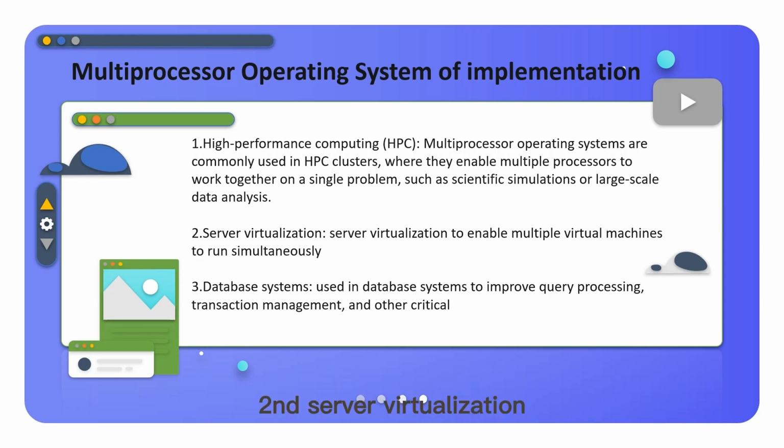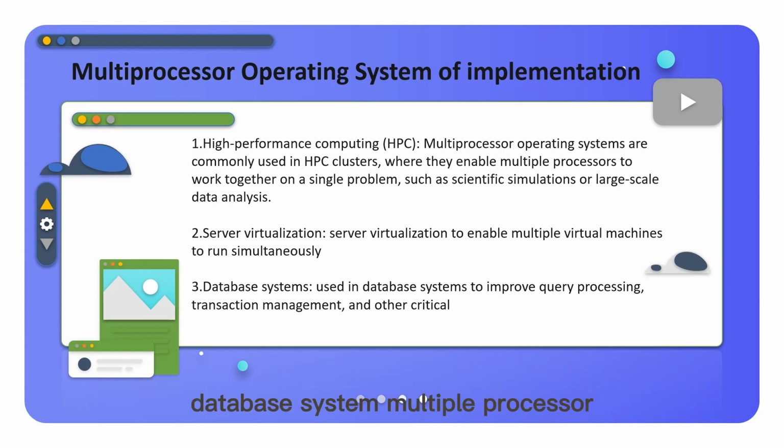Second, server virtualization. Multiprocessor operating systems are used in server virtualization to enable multiple virtual machines to run simultaneously on a single physical machine, providing greater resource utilization and improved efficiency.